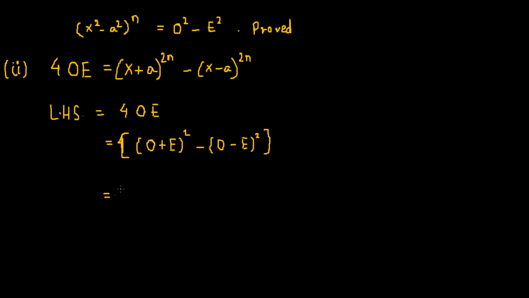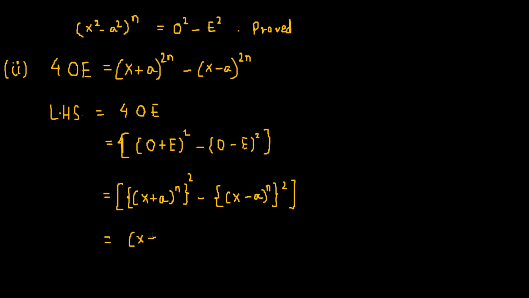Why have we done it? Because we have the algebraic expression for O plus E. So O plus E was simply (x plus a) raised to the power of n, so whole squared. And O minus E is simply (x minus a) raised to the power of n, squared. Then this should give us (x plus a) raised to the power of 2n minus (x minus a) raised to the power of 2n. So this is what we were asked to prove. So this is the term on the right hand side.